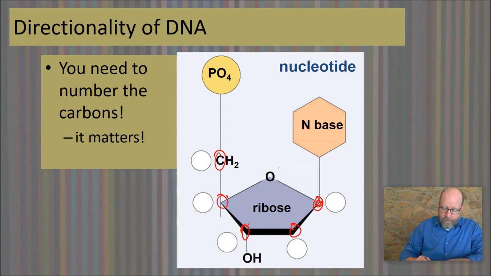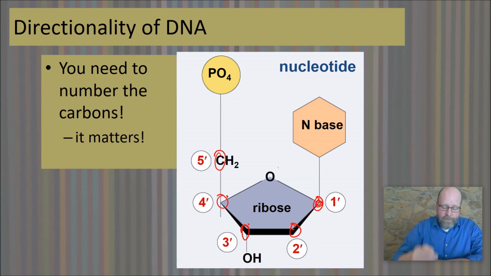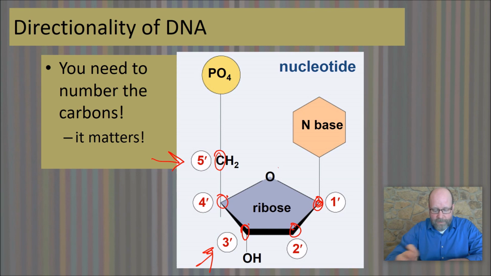1, 2, 3, 4, 5. And one is off of the ring and the other 4 are on the ring. So by convention, what we do when we number these is we start with the one that's on the ring if you have this situation. So this is the number 1 carbon of ribose, the 1' carbon. So we have a 2' carbon, a 3' carbon, a 4' carbon, and a 5' carbon. And this will come in handy here in a bit. We'll need to know about this 3' and this 5'. Those are the carbons that connect it all together.